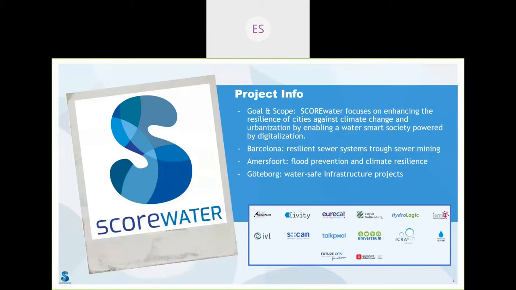We have three different sub-goals, one for each case study. One for Barcelona, mainly focused on exploiting the sewage data to enhance the resilience of the city. In the Amersfoort case, in the Netherlands, it is addressed to enhance flood prevention and climate resilience. And finally, Gothenburg is focused on achieving a water-safe infrastructures project. We are 14 partners from 3 different countries: Sweden, Netherlands, and Spain.